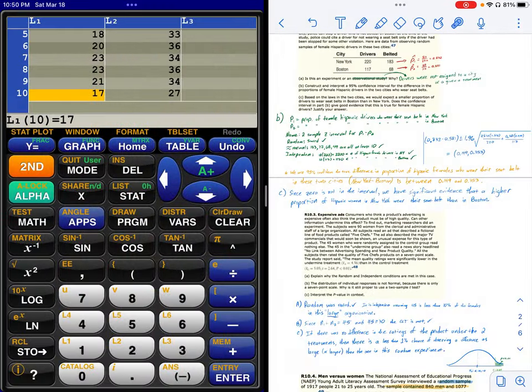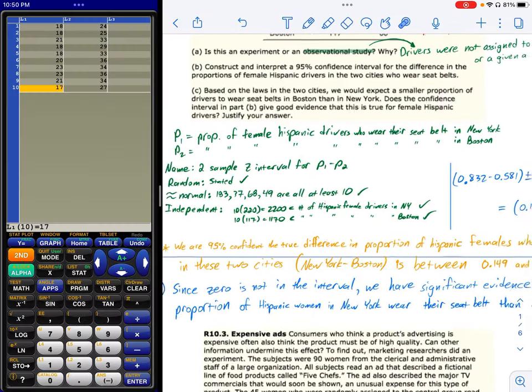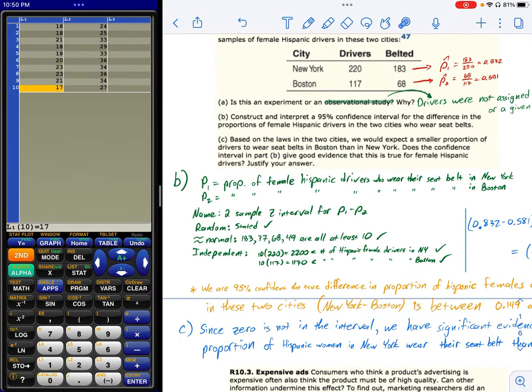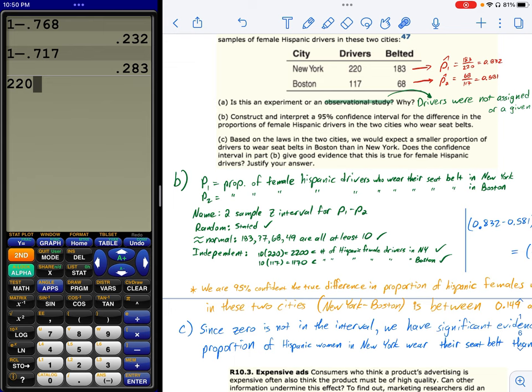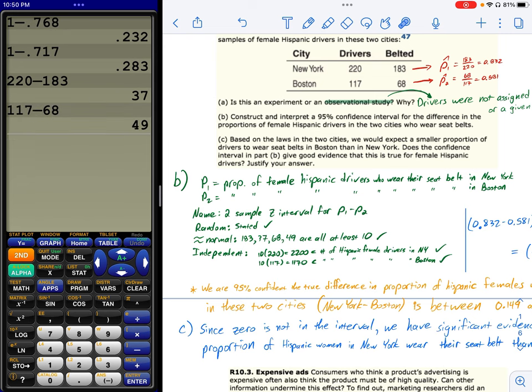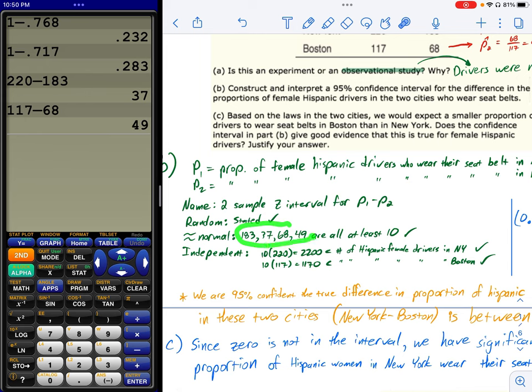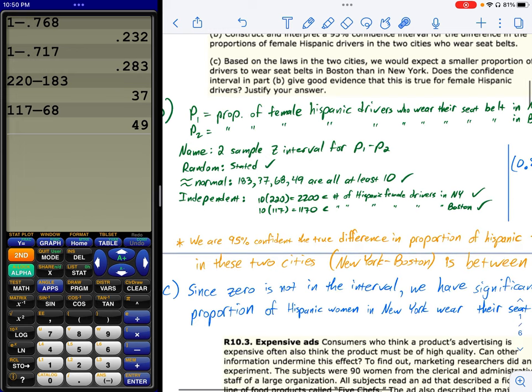Quick calculator work here. Out of 220 minus 183. Oops, I missed a button. So there's my 37 that I got there. Then 117 minus 68. So that's how I got these four numbers right here. All of them are at least 10. That's called large counts if you were trying to remember that vocab word.